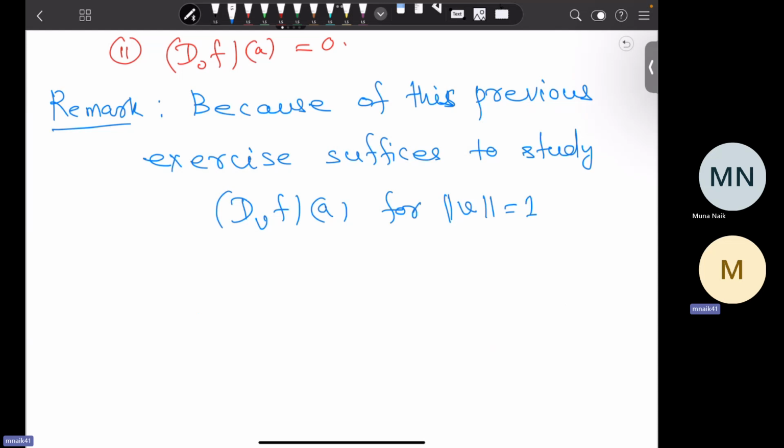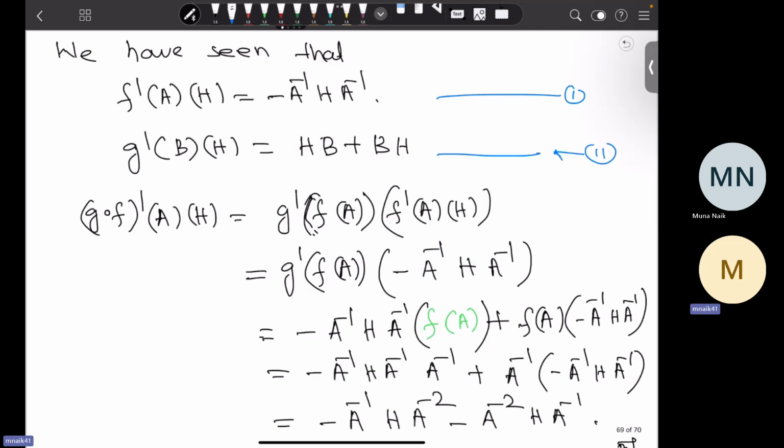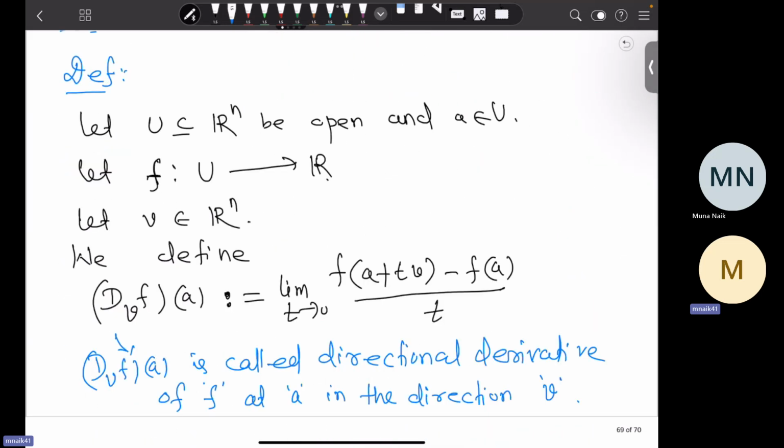So for a given function, you do not need to study all the directional derivatives. Instead, if you are able to study the directional derivative of f at a in the direction b for all the vectors b of unit norm, then you can conclude. Okay, so this is the case now.